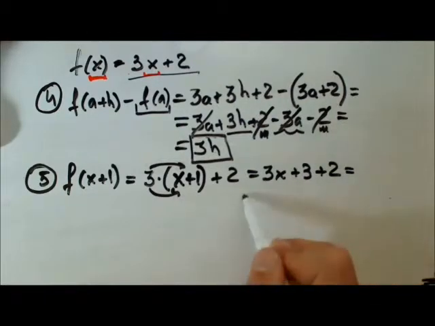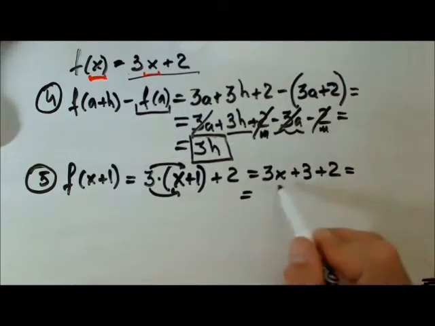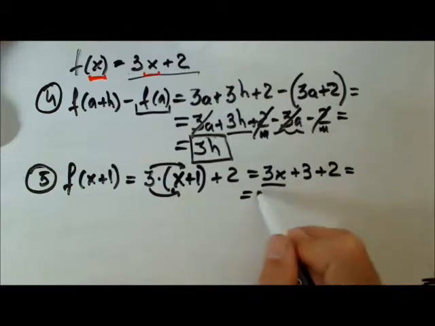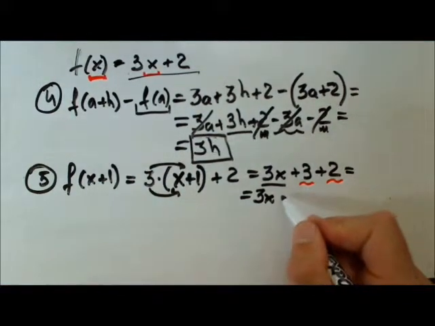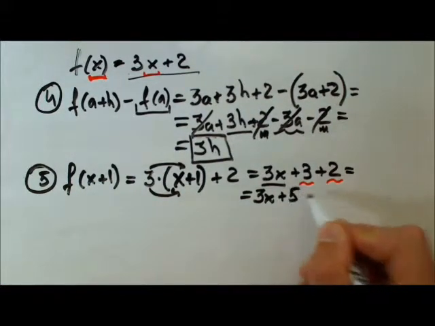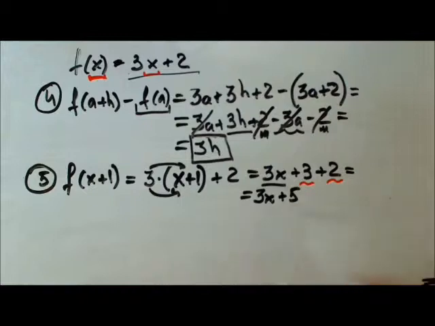Again, trying to simplify, looking for similar terms. We have only one term with x, which is 3x. We have two constant terms, which are 3 and 2. We can add them, and 3 plus 2 is 5. So 3x plus 5, and we cannot simplify anything else. It's our answer.